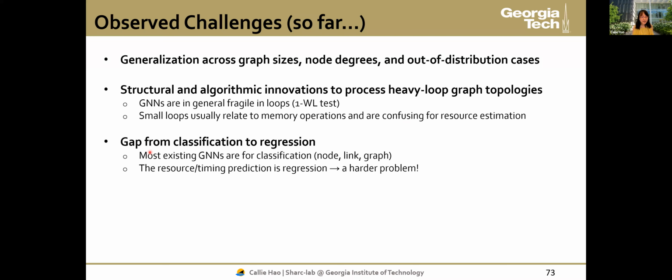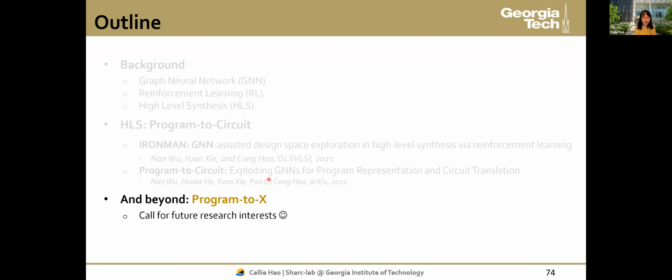Also, there might be a gap from classification to regression. Most existing GNNs are tested or mainly designed for classification tasks. But in our case, resource and timing prediction is a regression, and we believe it's a harder problem. So we need more profiling and testing to see whether the gap between classification and our regression case is large or obvious. These are the observed challenges so far.